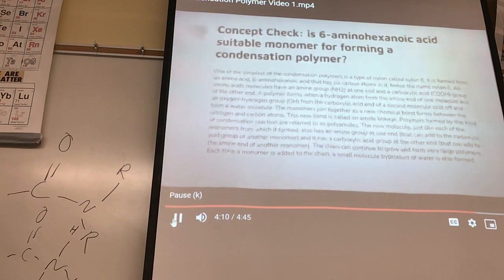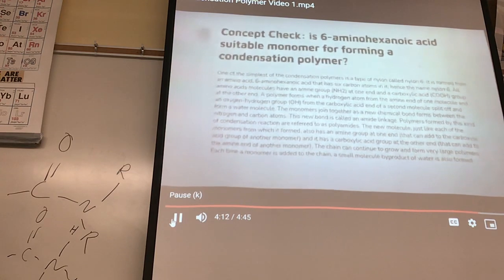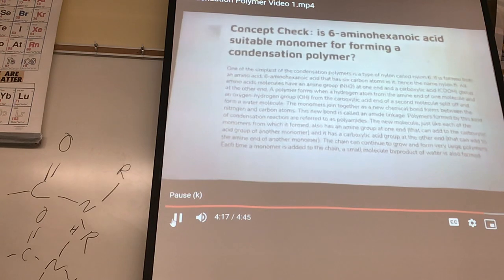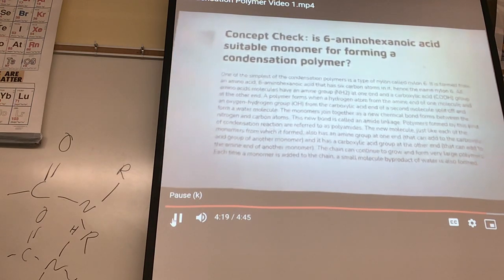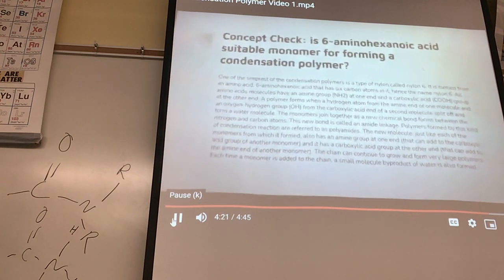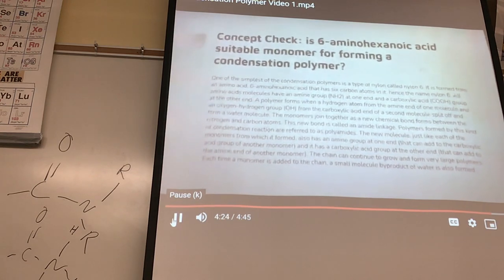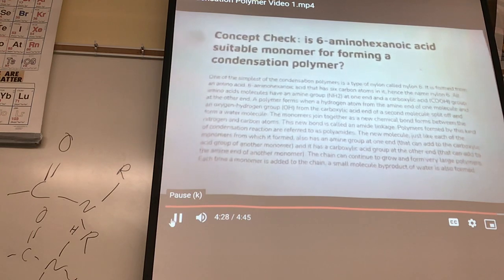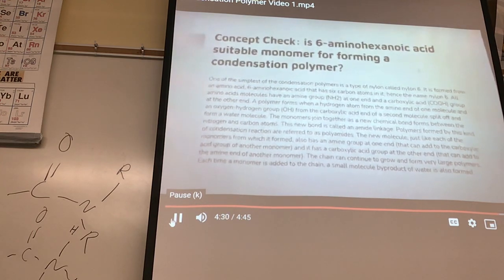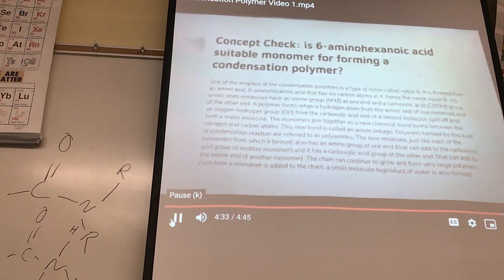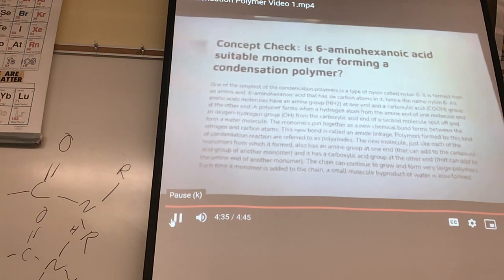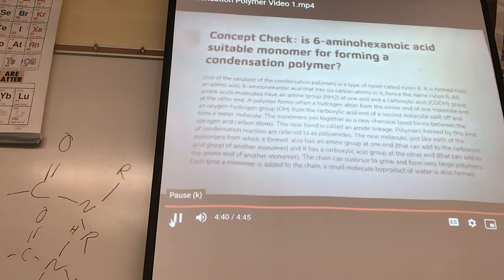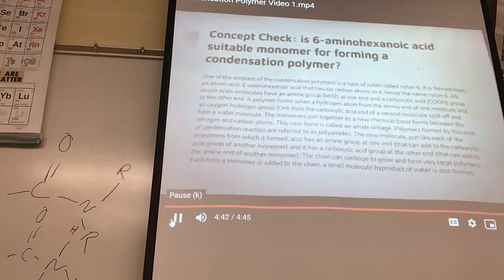The new molecule, just like each of the monomers from which it formed, also has an amine group at one end that can add to the carboxylic acid group of another monomer, and it has a carboxylic acid group at the other end that can add to the amine end of another monomer. The chain can continue to grow and grow and grow and form very large polymers. Each time a monomer is added to the chain, a small molecule byproduct of water is also formed.